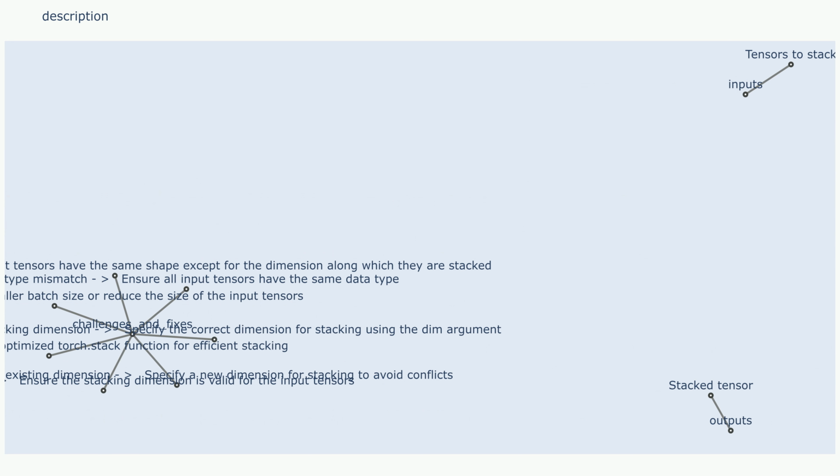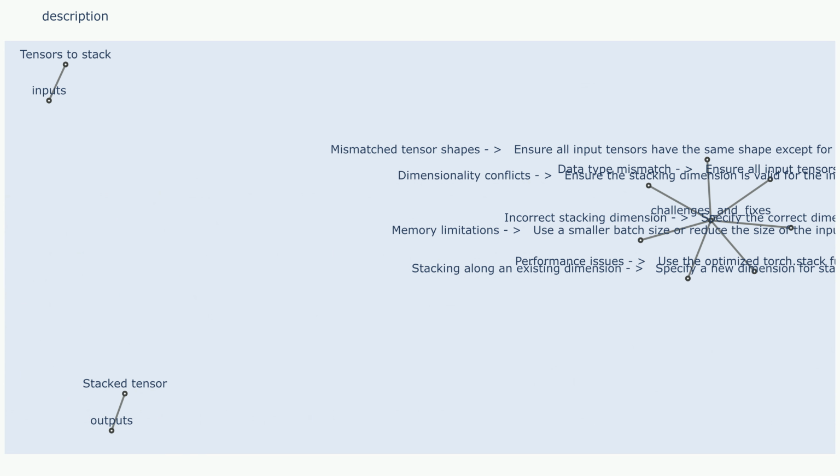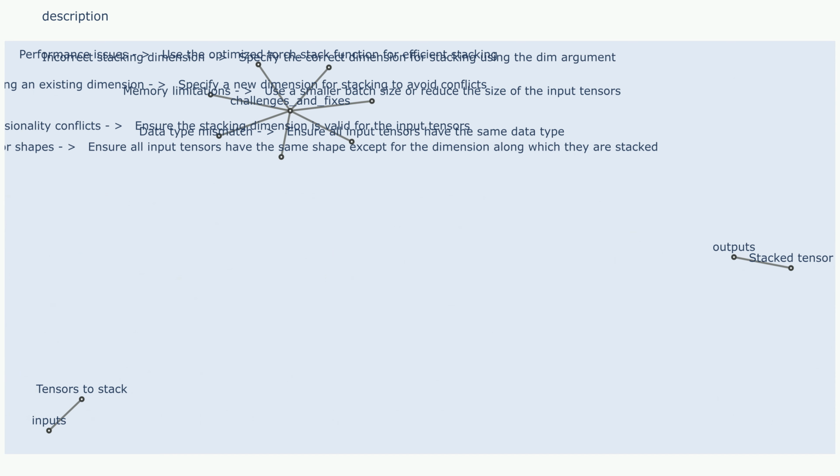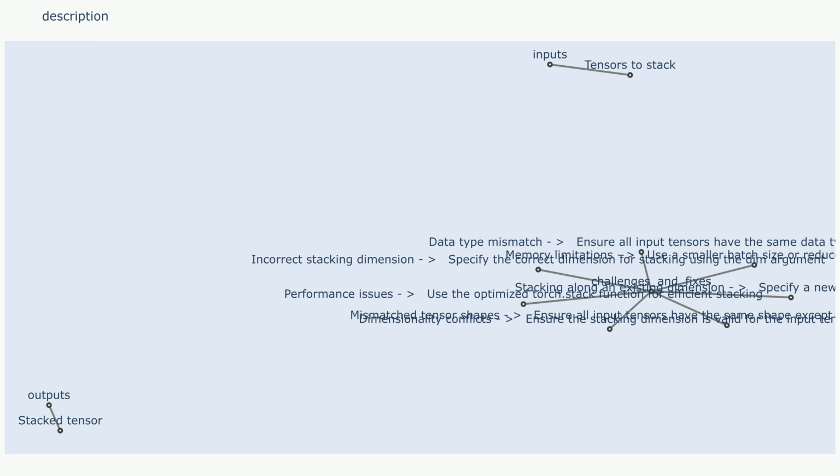Challenge 2: incorrect stacking dimension. Specifying an invalid or non-existent dimension for stacking will lead to an error. Sample use case that resulted in challenge 2: providing a dimension index that exceeds the number of dimensions in the input tensors. Fixes to challenge 2: double-check the dimension index to ensure it corresponds to a valid dimension within the input tensors. Verify that the dimension index is within the range of the input tensor's dimensions.